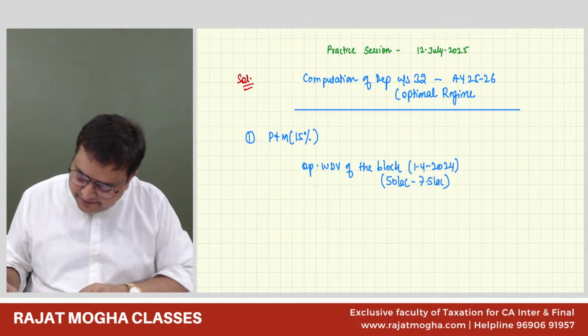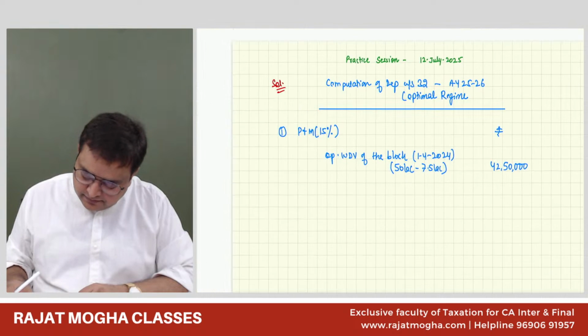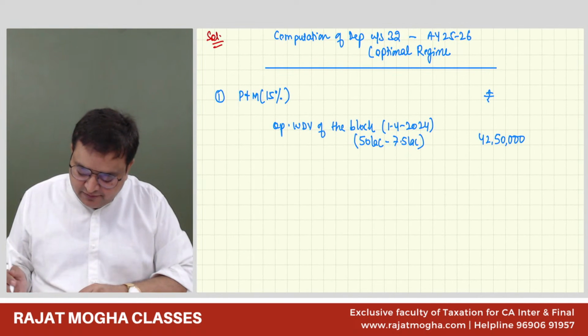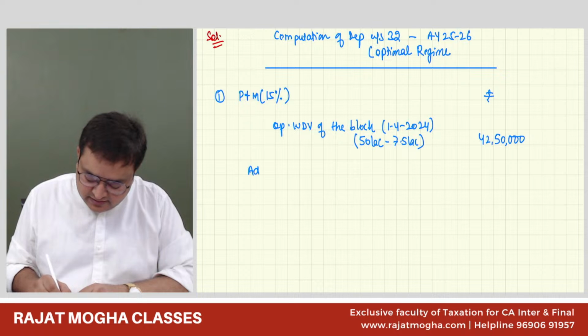So this would be 42 lakh 50,000. And this is plant and machinery 15% block. Add additions during the year.